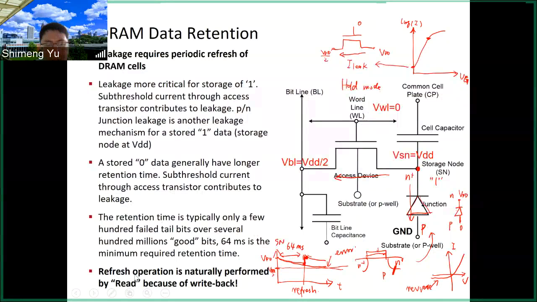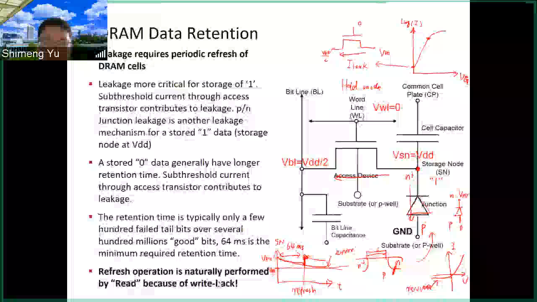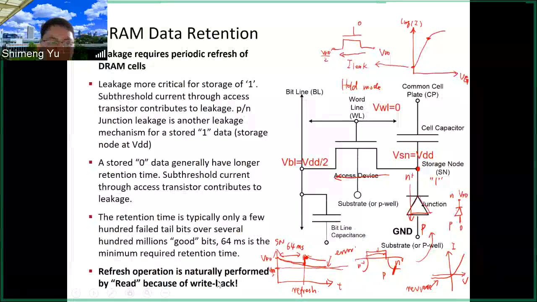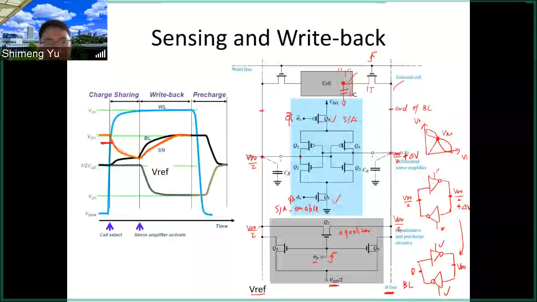And actually the refresh operation is naturally performed by read, not write. So here you have to be careful. This refresh is done by read, not by write, because of the write back feature built into the read operation, as we discussed earlier. So when you read out the data, even though it has decayed to here to start with, after the readout it will be naturally recovered to be VDD. So you can use the read operation to refresh the data.